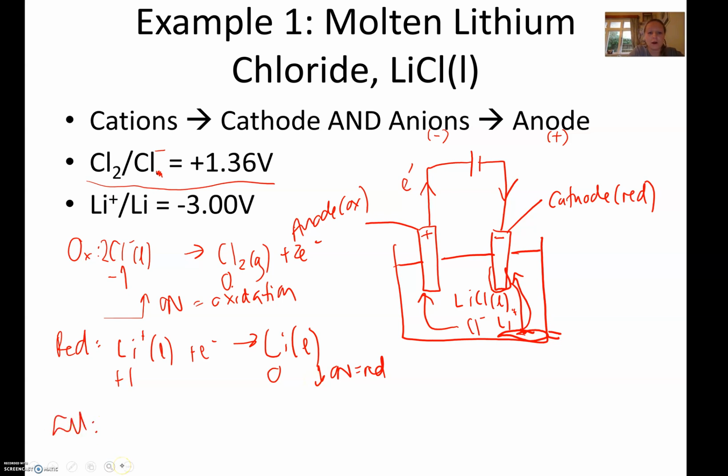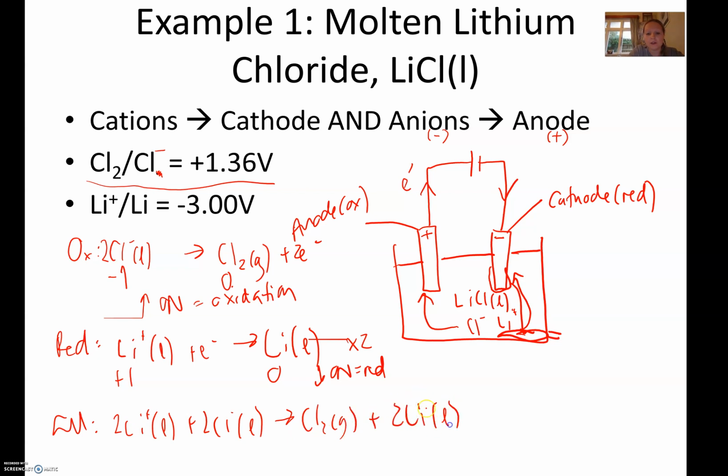Okay, so to do a full equation, we make sure the number of electrons are the same. So we have to times this equation by 2. So it's going to be 2Li+ (l) plus 2Cl- (l) goes to Cl2 (g) plus 2Li (l). Okay. The next thing that we're going to talk about now are observations.